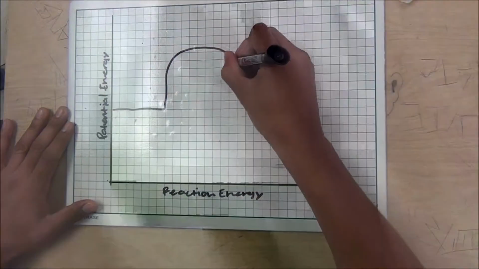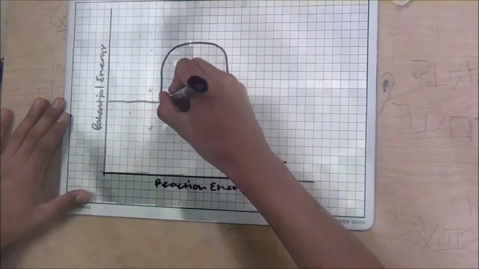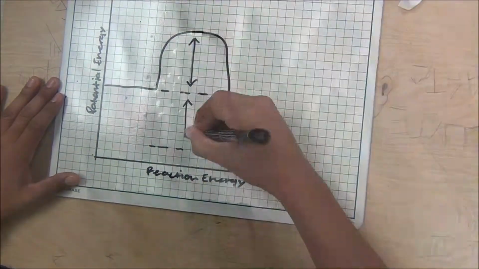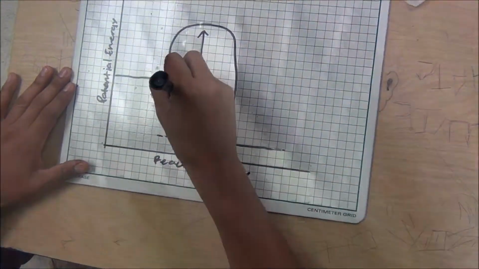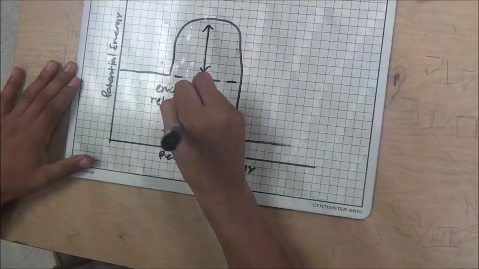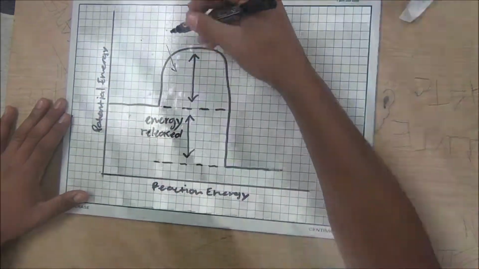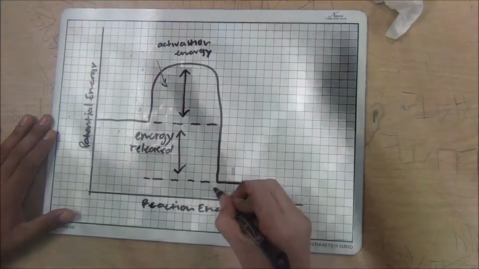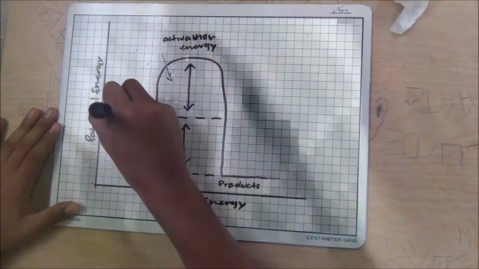An exothermic reaction is a chemical reaction that releases energy in the form of light or heat. As you can see in the graph, from the reactants all the way down to the products is the energy released. And from the reactants all the way to the peak is the activation energy. On the right are the products, and on the left are the reactants.